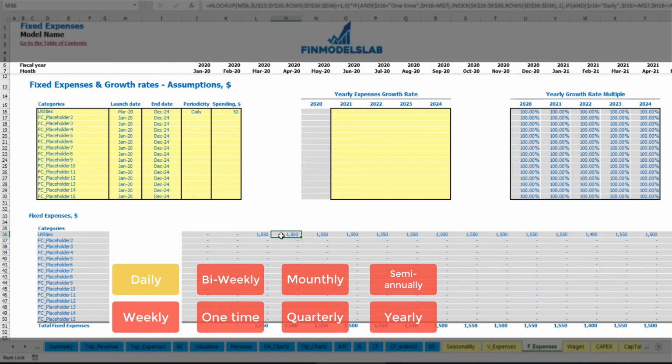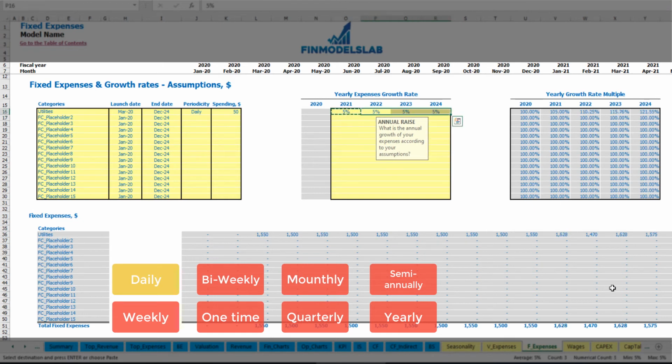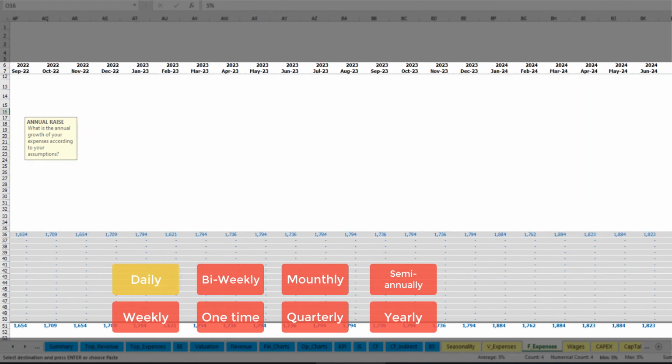It is calculated based on the count of days within the month. So obviously in March 20 you have 31 days, that's why you will have $1,550. In April you have 30 days, which means this will be $1,500. Also, you have the ability to input some growth rate year over year. Once you input this growth rate, you will see that your utilities will grow over the years.